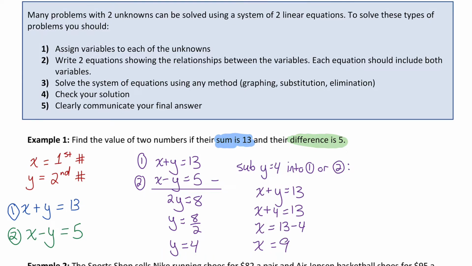But in the context of this question, x is just the first number, and y is just the second number in a pair of numbers that have a sum of 13 and a difference of 5. And 9 plus 4 is 13, and 9 minus 4 is 5. So we do have the correct answer, we just have to clearly communicate it. I'll just say that the 2 numbers are 9 and 4.